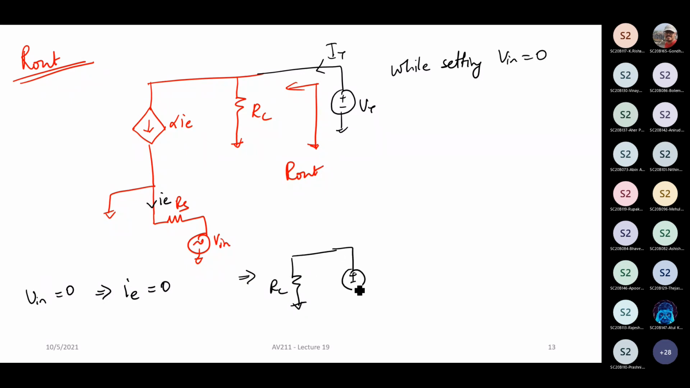RC with your VT. Therefore, your R out is equal to what? RC. Is it clear? Yes, sir. Right.